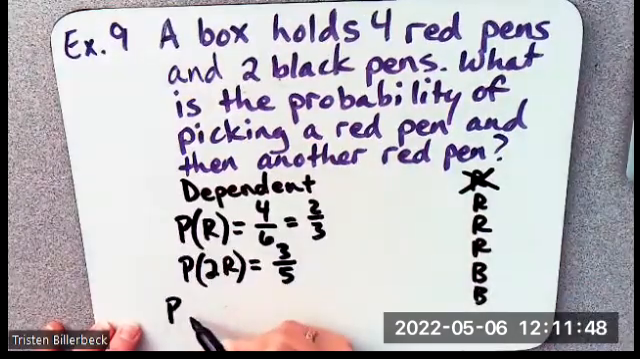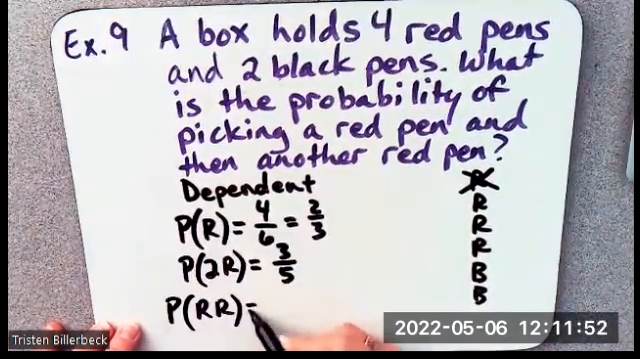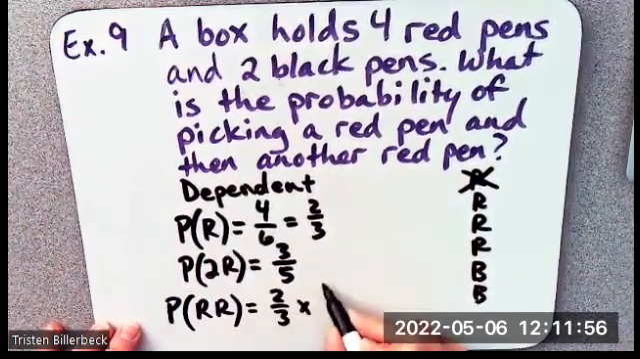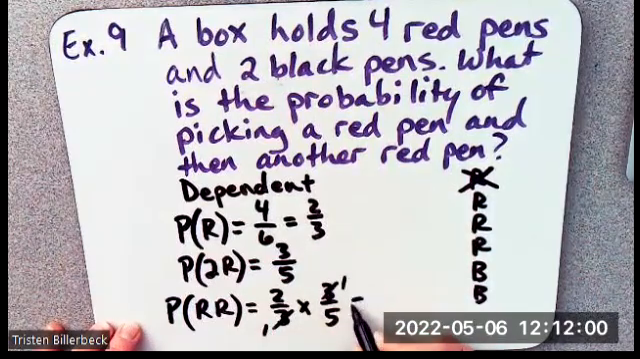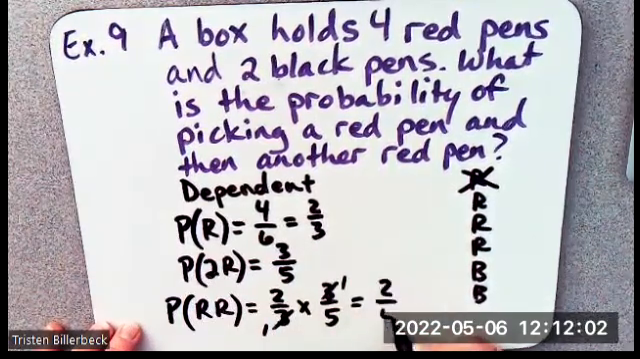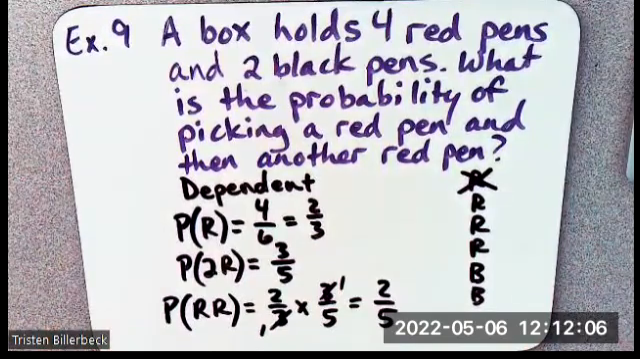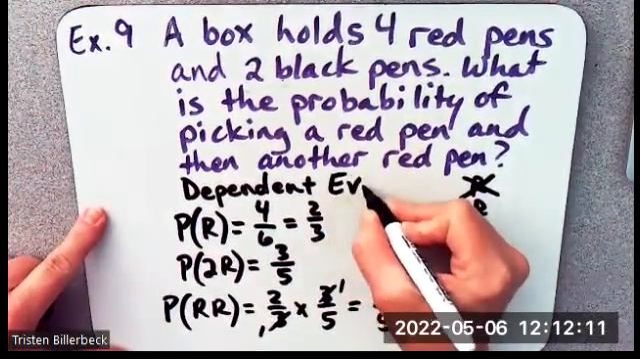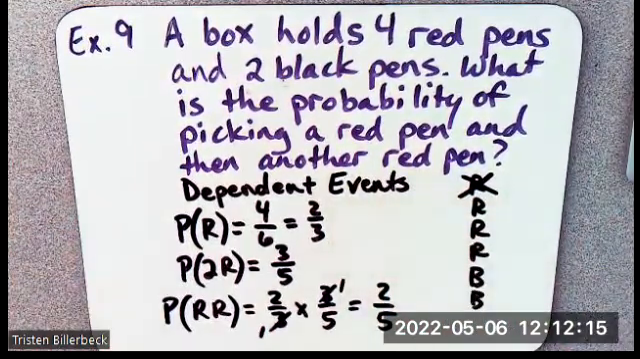So the probability of red then becomes 2/3 times 3/5. That cancels. So it is 2/5. So there you have it. So these are dependent events when we do not replace. So you have to be careful with that.